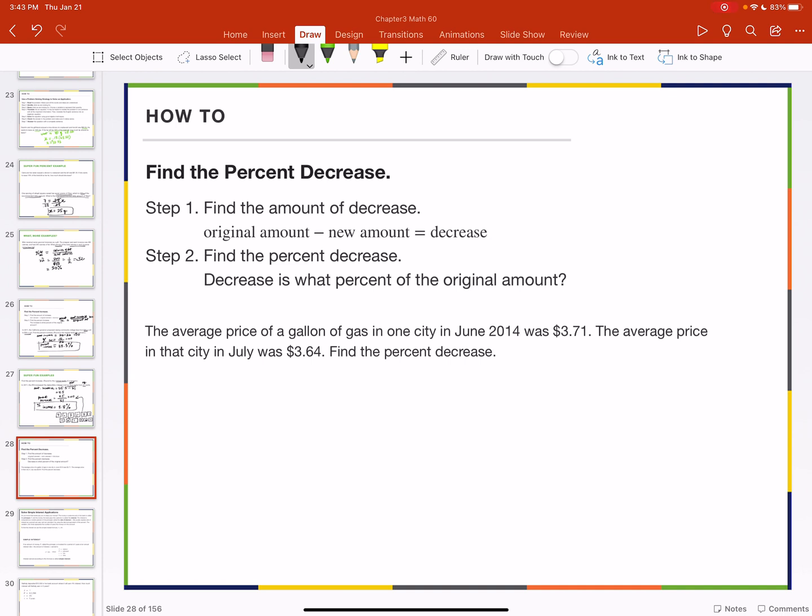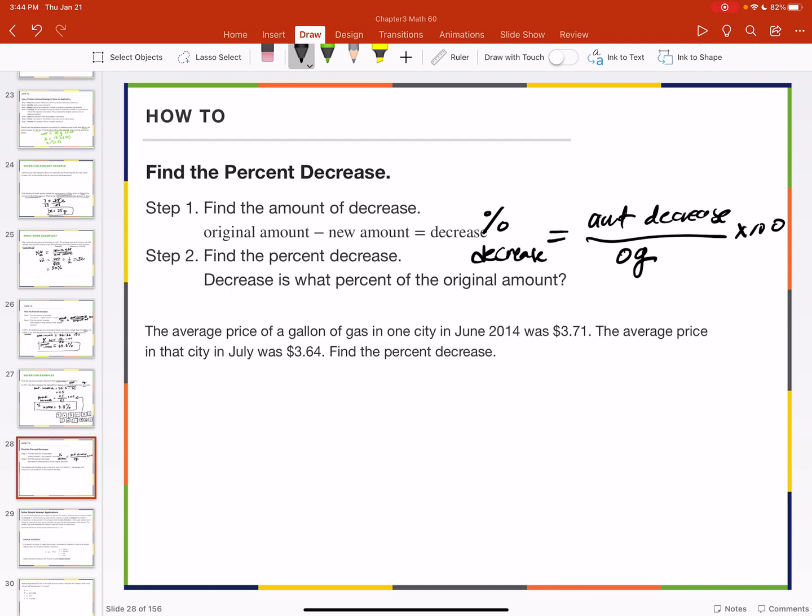Okay, so to find the percent decrease, it's the same thing, except that now it's going to be less, right? So it's original minus new. It's going downwards, right? And then that's going to be the decrease. Okay, so we're going to do original minus new this time to show the decrease. And then to find the percent decrease, we're going to do amount decrease divided by the original amount times 100. And that's going to be the percent decrease.